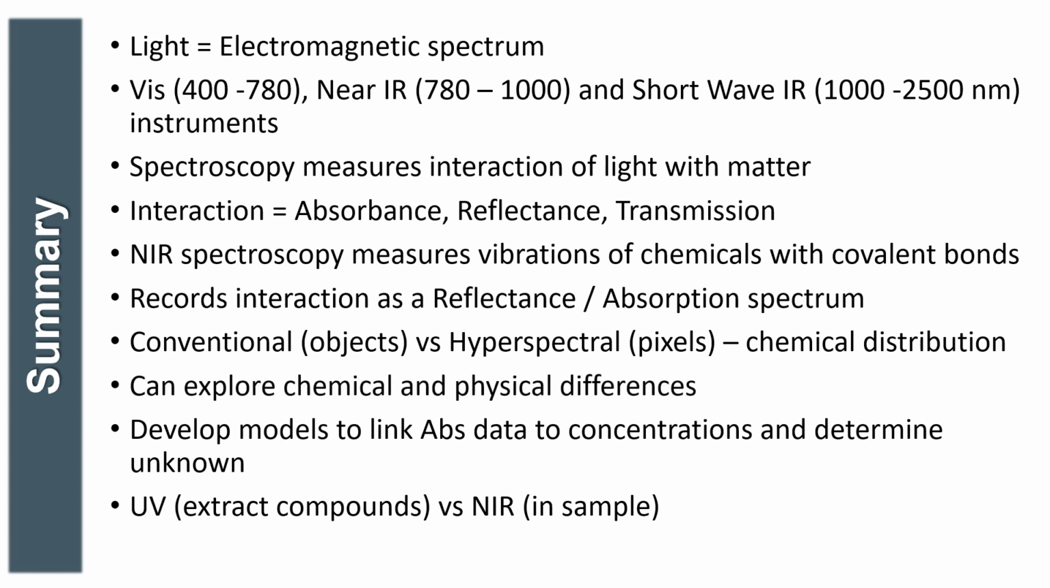NIR spectroscopy can be used to study chemical and physical properties of samples. By applying multivariate data analysis, this technique can be used to explore differences in these properties or to develop models to predict concentrations or assign samples to categories. The main difference between this technique and UV spectroscopy is that with UV spectroscopy, the compound has to be extracted from the sample, whilst with NIR spectroscopy, the compound is measured in the sample.